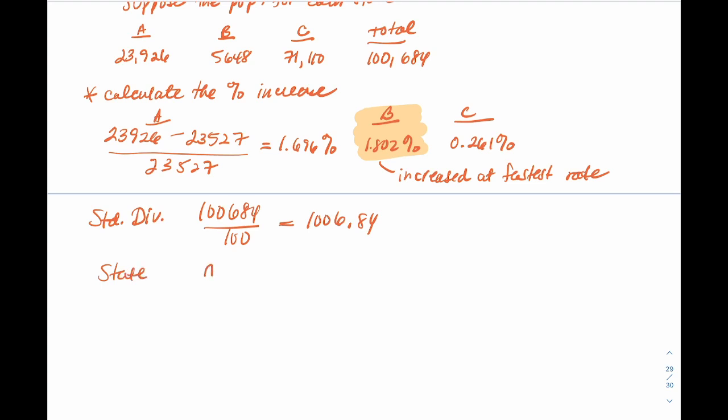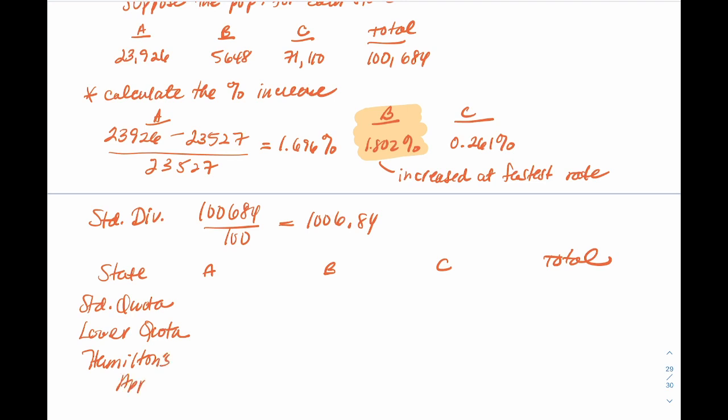So we've got state A, B, C, and then we'll have a column for total. And then we're going to have our standard quota. And since we're dealing with Hamilton, we're going to have our lower quota and then Hamilton's apportionment in the last row.